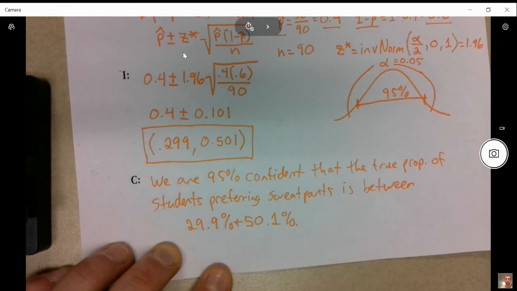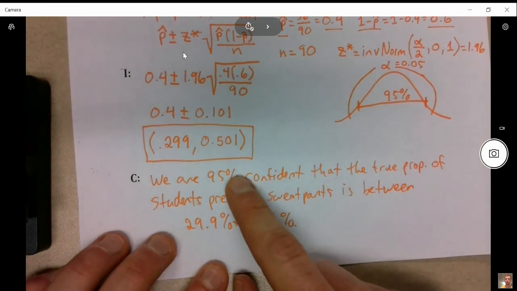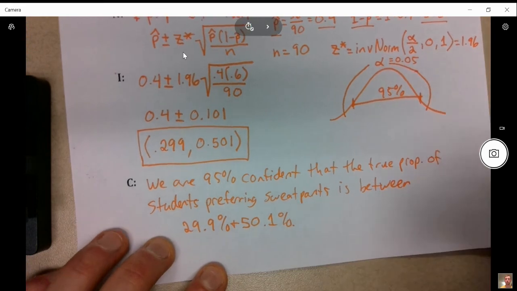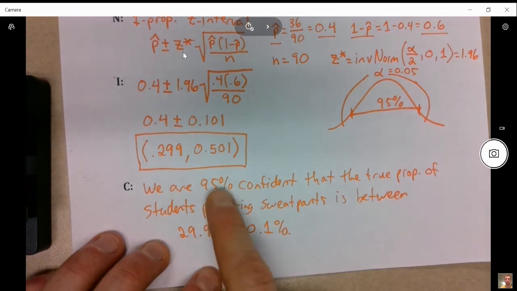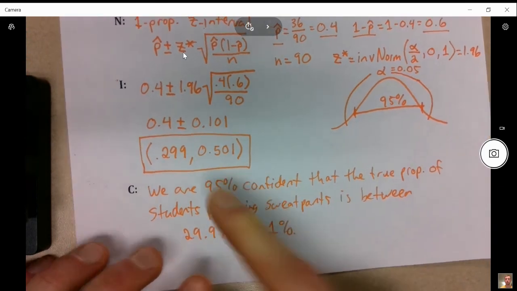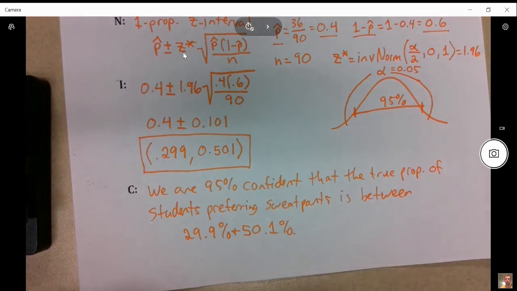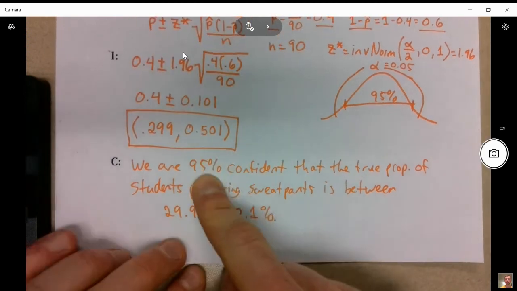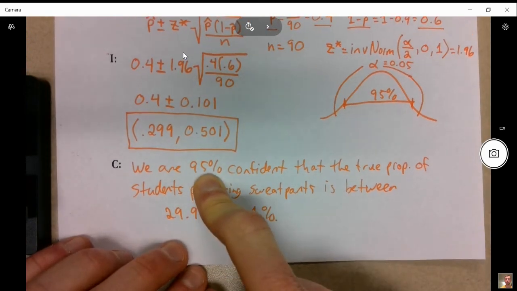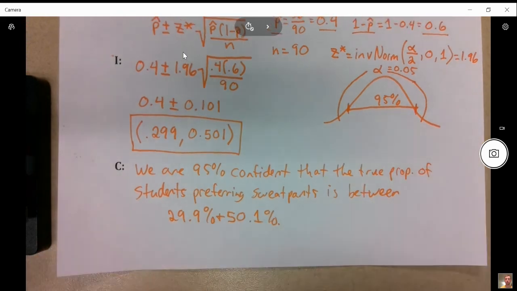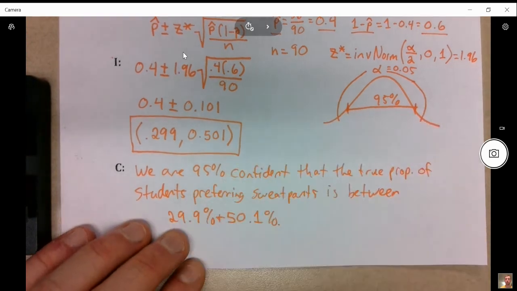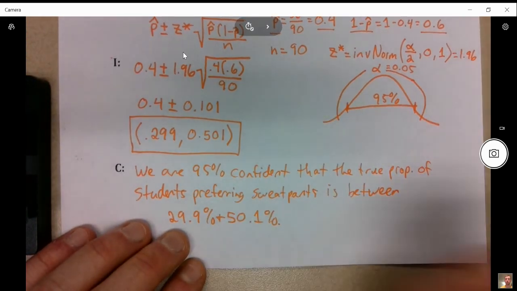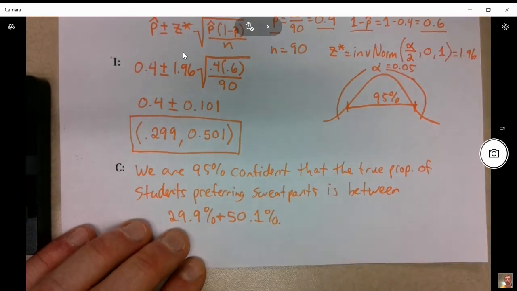29.9% and 50.1%. What that means is if we took sample after sample after sample, all with 90 people in each sample, and we made a confidence interval for each of those, then 95% of those confidence intervals should contain that actual percentage, okay? So 5% of the time, we will not capture what that true proportion is, but 95% of the time, we will capture it. So hopefully this helped slow things down a little bit, help you understand what it means to find a confidence interval, what our purpose is with a confidence interval, and then finally how to conclude what that confidence interval means.